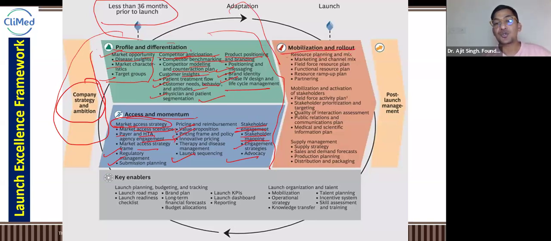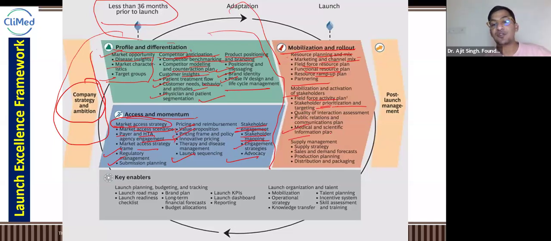In the launch, resource planning and mixing, like marketing, channel, field force resource plan, functional resource plans, resource ramp up plan, partnering with other stakeholders, and mobilization and activation, like field force activity plan, stakeholder prioritization and targeting, like where to go first and whom to choose first, right? So based on the costings, the payments, the payment timelines, the fast payments, they discuss everything in that.